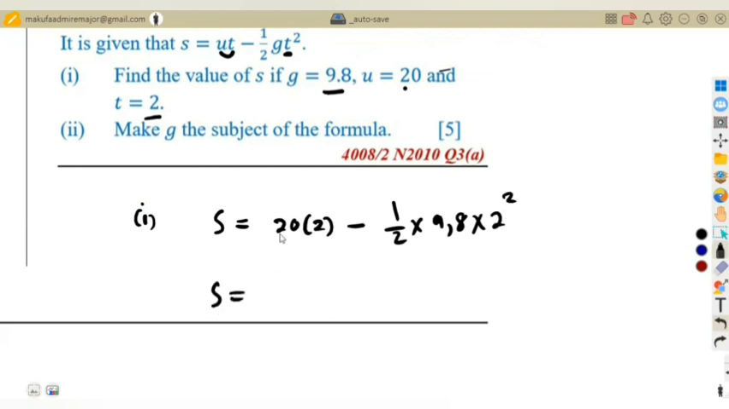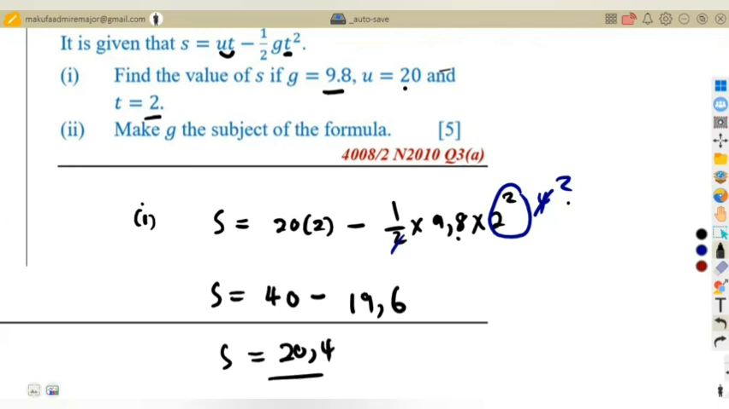So s is going to be, this is paper 2, so you can just simplify directly on your calculator. This was going to give us 40 minus the whole of this part here. We are going to obtain 2 squared, which is 4, then half of 4, which is 2. If you multiply 9.8 and 2, that was going to give you 19.6. So you subtract, that was going to be 20.4. So like I said, this is paper 2, so you can just use your calculator at once.